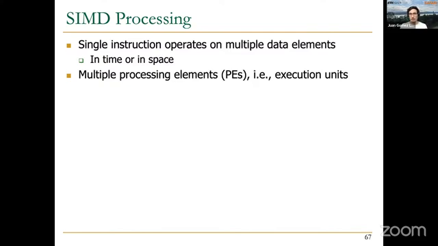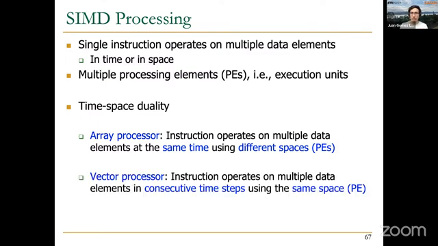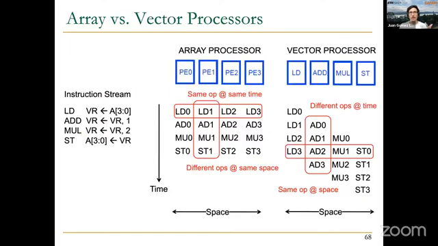We have multiple processing elements or execution units, and this operation in time or space is called the time-space duality. For example, in an array processor, one instruction operates on different multiple data elements at the same time using different spaces or different processing elements. While in a vector processor, one instruction operates on multiple data elements in consecutive time steps using the same space or the same processing element. I think this is clearly represented in this slide.